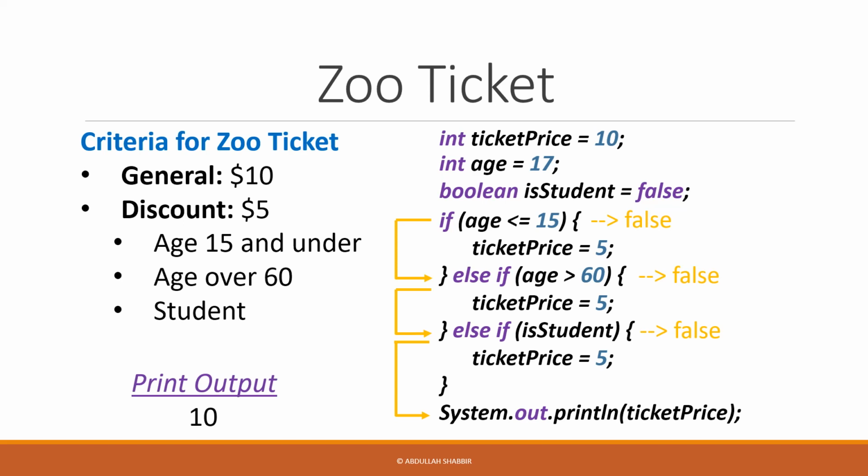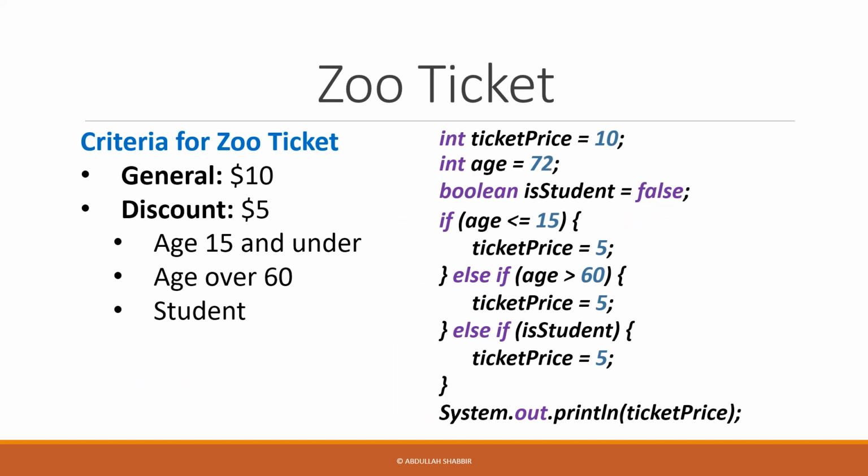Now let's look at one final example. Here the age is set to 72, so our Java program will check the first if condition, which is age less than or equal to 15, and evaluate it to false. So it will go down and check the next else if condition, which is age greater than 60. This time the value of age is 72, so 72 is greater than 60, so this time our evaluation is true and the ticket price is set to 5, and then Java will get out of the if statement and will print out 5. Perfect.